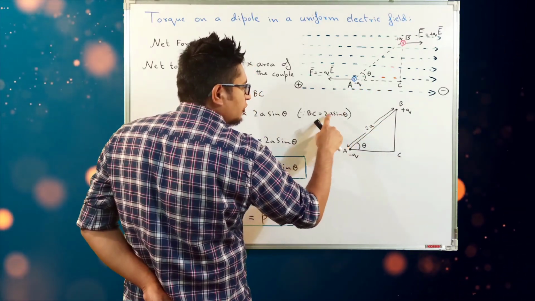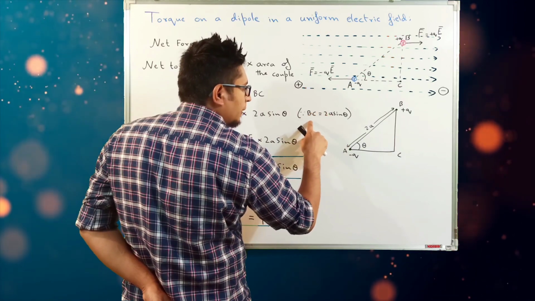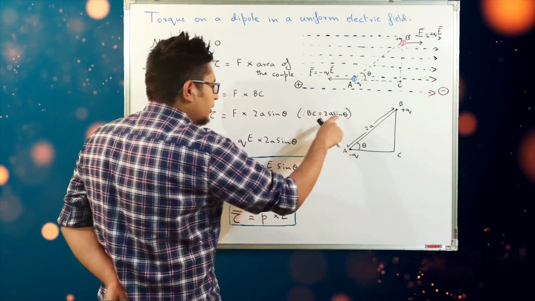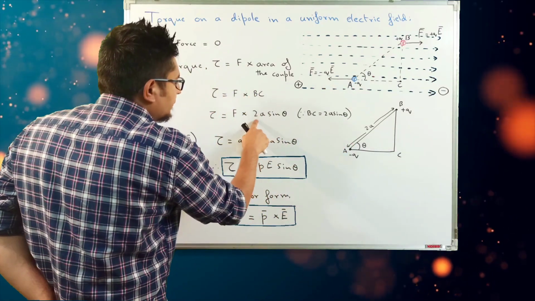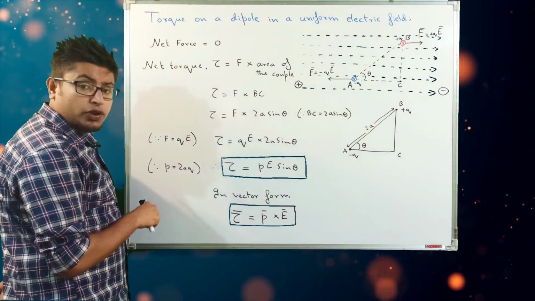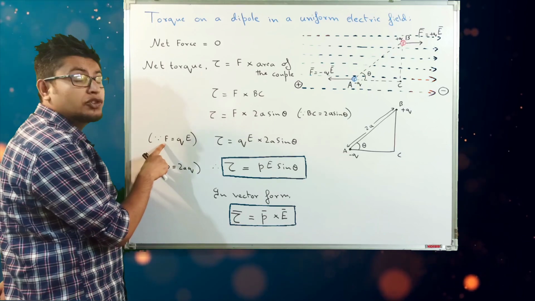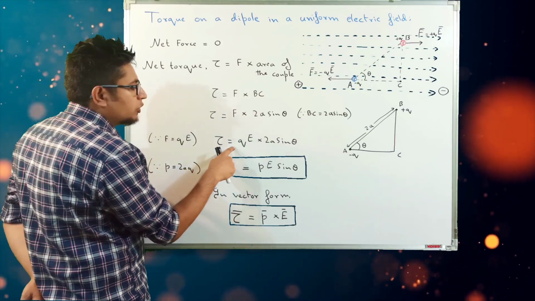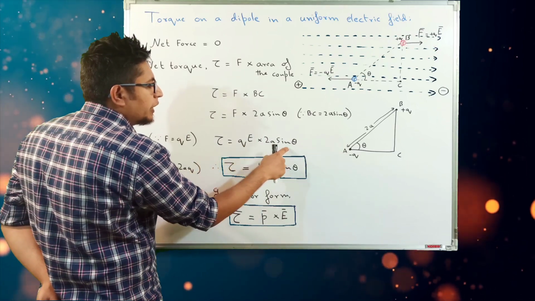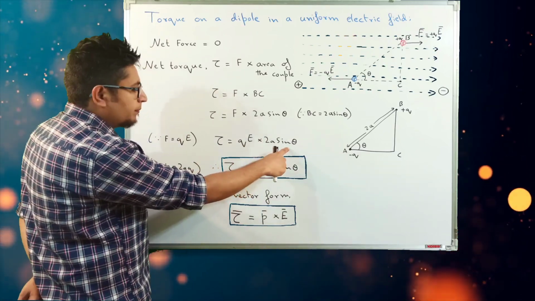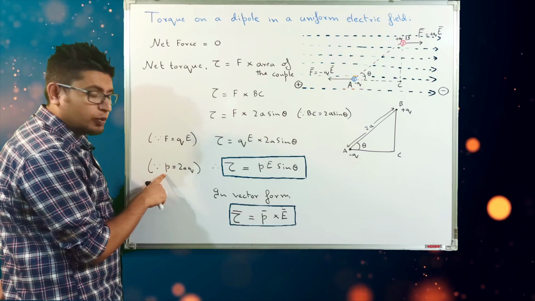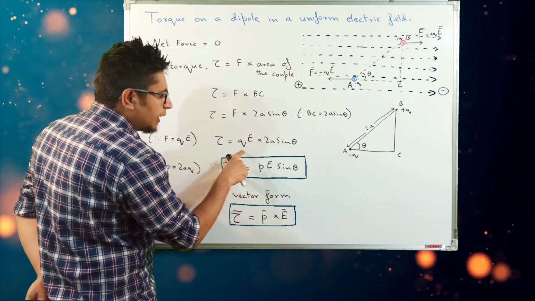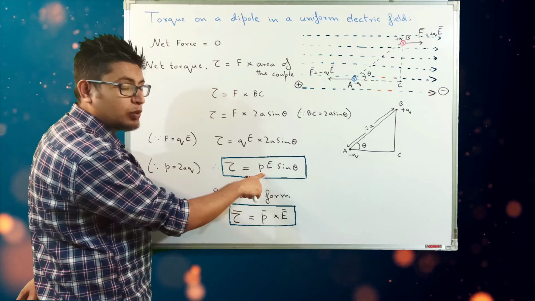Since sine theta will be BC divided by 2a, therefore BC is going to be equal to twice a sine theta. So I substitute for this as twice a sine theta. Since we know that the formula of force in case of electric field is QE, therefore tau will be equal to QE into 2a sine of angle theta. We know that the electric dipole moment is twice aQ, therefore take this twice a and Q and make it as the electric dipole moment P.